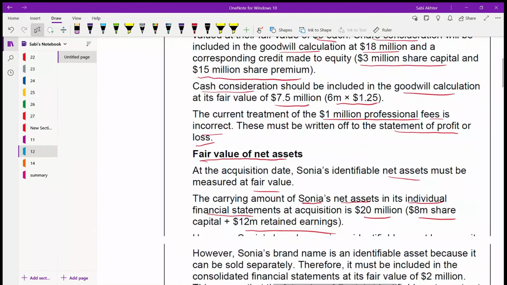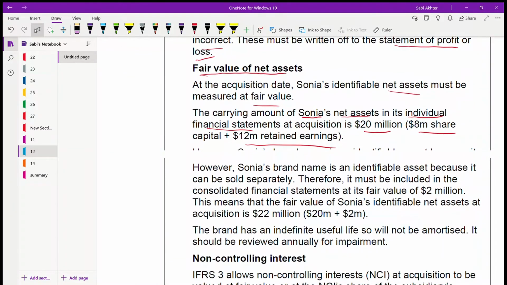So 8 and 12, 20. But what about the brand name which she had? Sonia's brand name is an identifiable asset because you can sell it separately, the brand. So this also must be included in the consolidated financial statements at the fair value of 2 million. Now with this 20, you have to add another 2. Hence 22 will be the fair value. This will not be amortized because it has an indefinite useful life, but it should be reviewed annually for impairment.